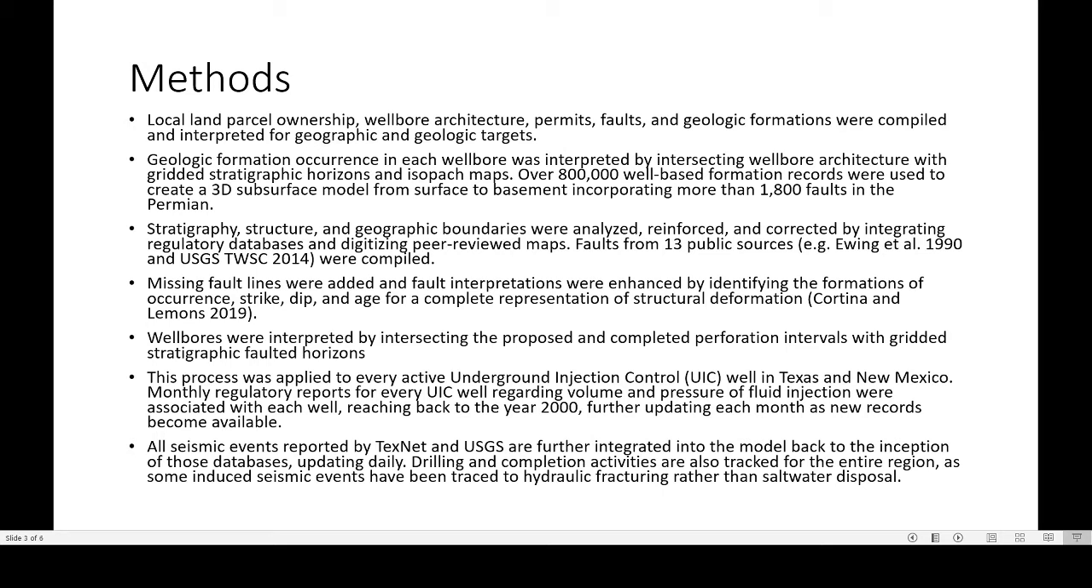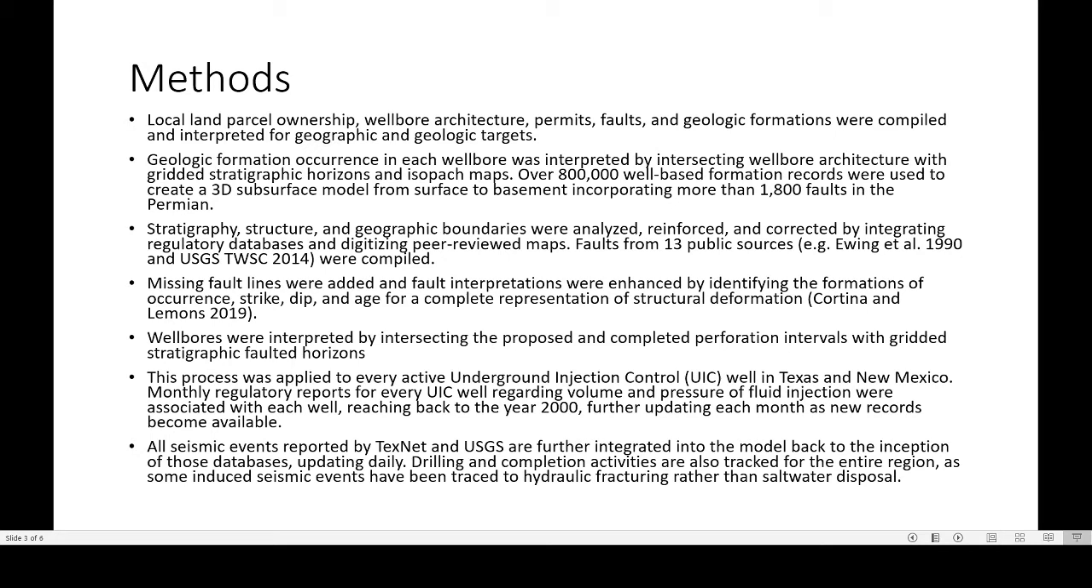Stratigraphy, structure, and geographic boundaries were analyzed, reinforced, and corrected by integrating regulatory databases and digitizing peer-reviewed maps. Faults from 13 public sources were compiled. Missing fault lines were added, and fault interpretations were enhanced by identifying the formations of occurrence, strike, dip, and age for a complete representation of structural deformation. Wellbores were interpreted by intersecting the proposed and completed perf intervals with gridded stratigraphic faulted horizons. The process was applied to every active underground injection control, or UIC, well in Texas and New Mexico.